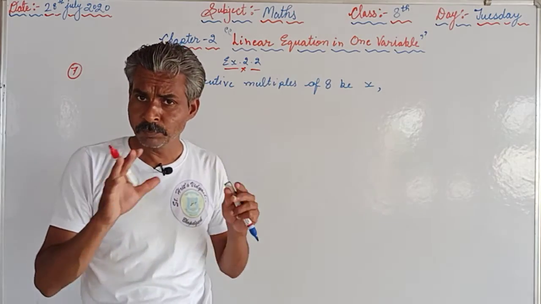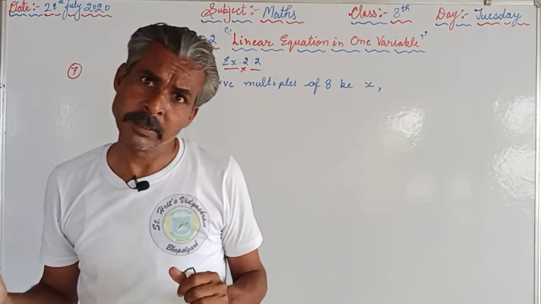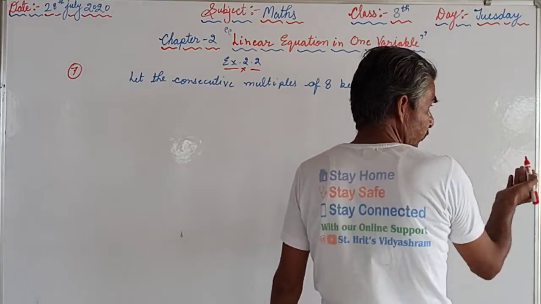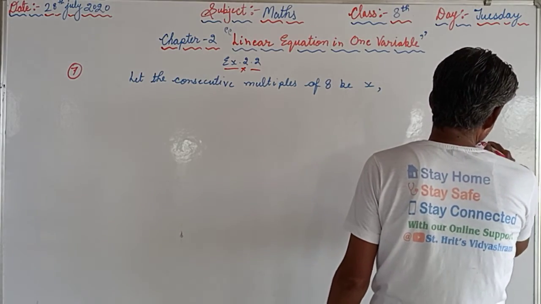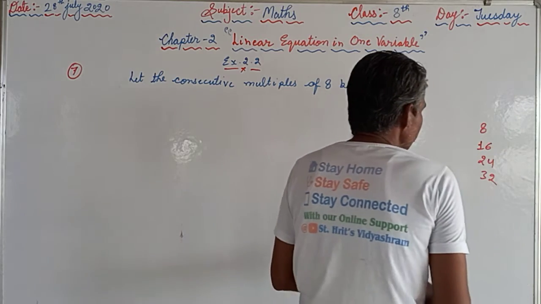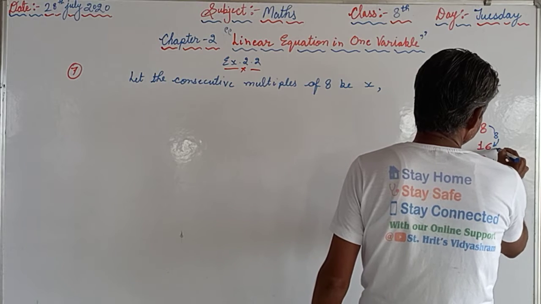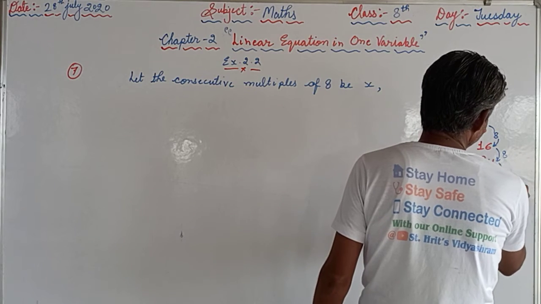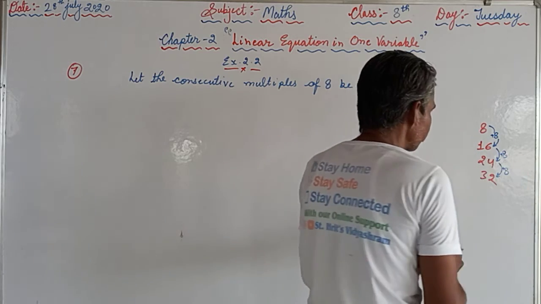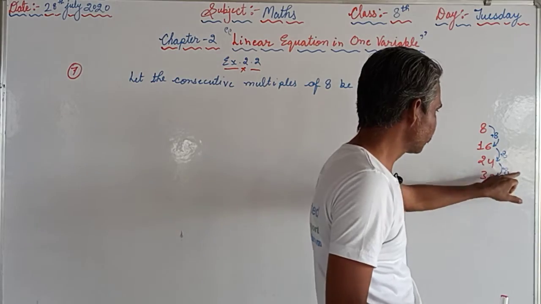We are supposed to assume 3, means 2 more we want. So what will be the relation between the consecutive multiples of 8? First of all we should see the table of multiples. We should list the multiples: 8, 16, 24, 32. So we can see the difference is 8, then again 8, again 8: plus 8, plus 8, plus 8. 8 plus 8, 16; 16 plus 8, 24; 24 plus 8, 32.